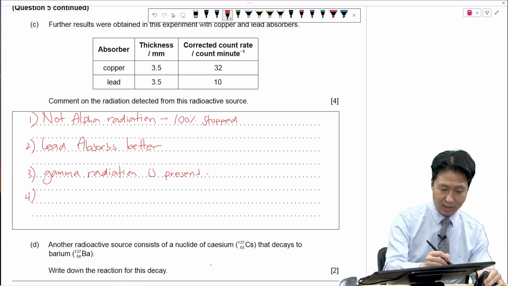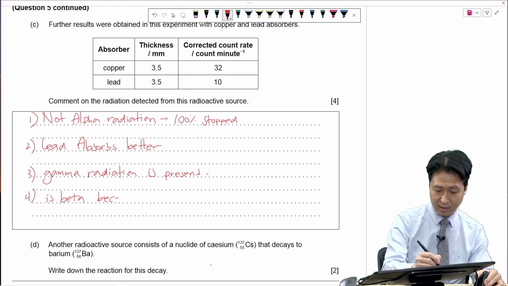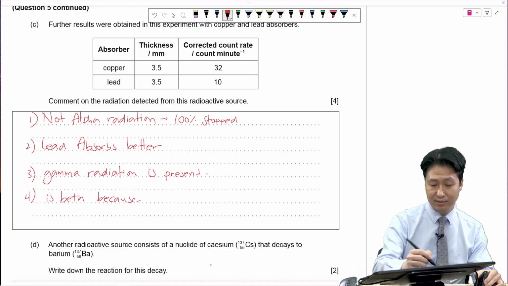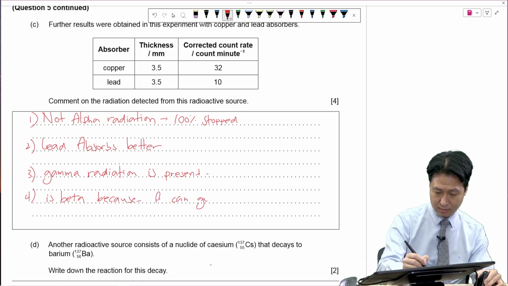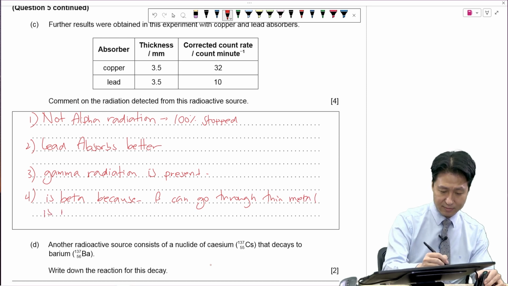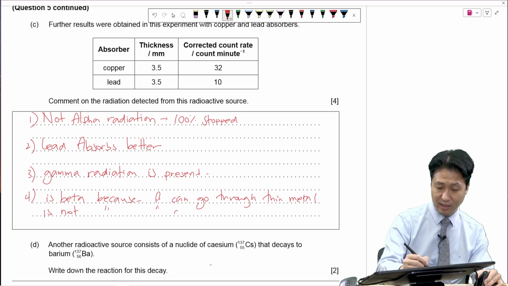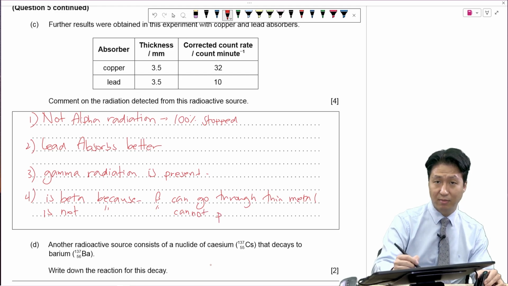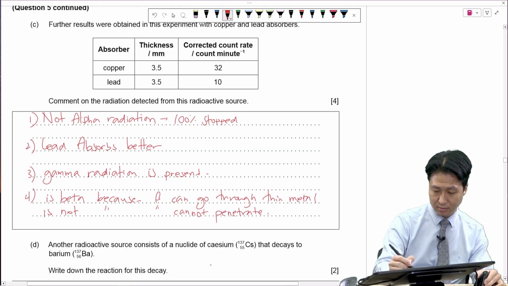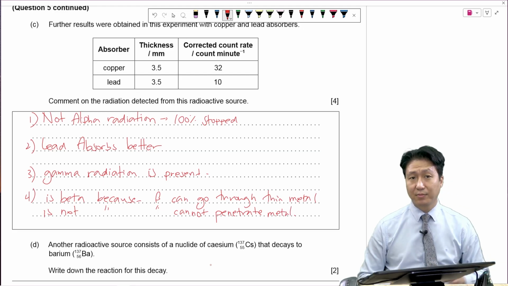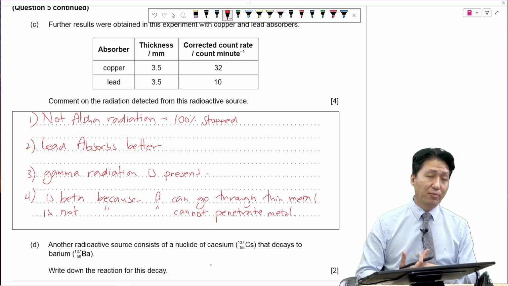So either it is beta, or beta is present because beta is able to go through thin metal, or it is not beta because beta cannot penetrate metal, or is stopped by metal. It's not important which one you choose. The more important part is that you explain why you think so.